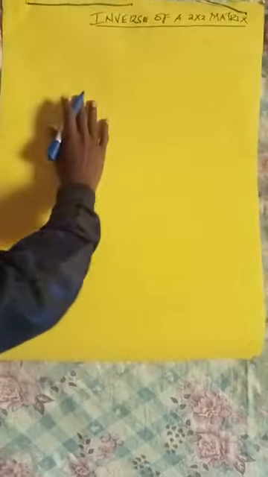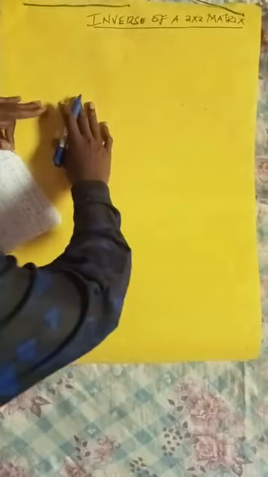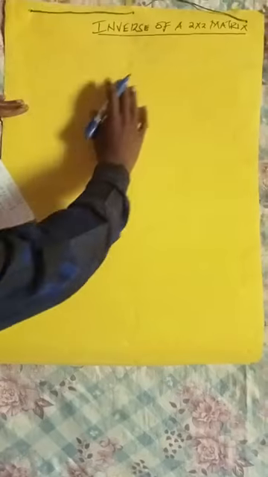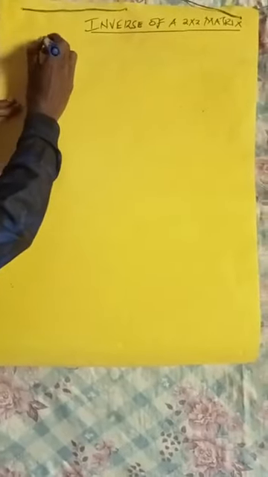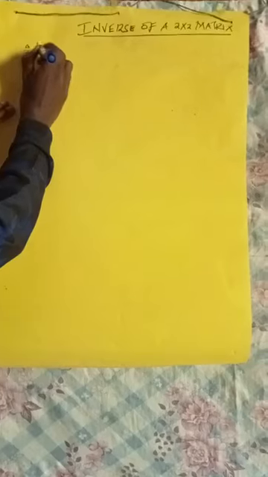Another class, and now we want to look at the inverse of a 2 by 2 matrix. Remember, matrices are classified according to the order. A 2 by 2 matrix means that it has 2 columns and 2 rows. An example is A, B, C, D. This is a 2 by 2 matrix because you can see it has 2 columns and 2 rows.